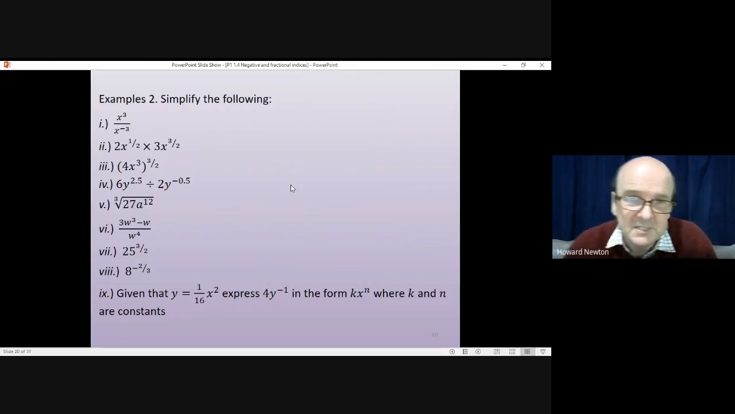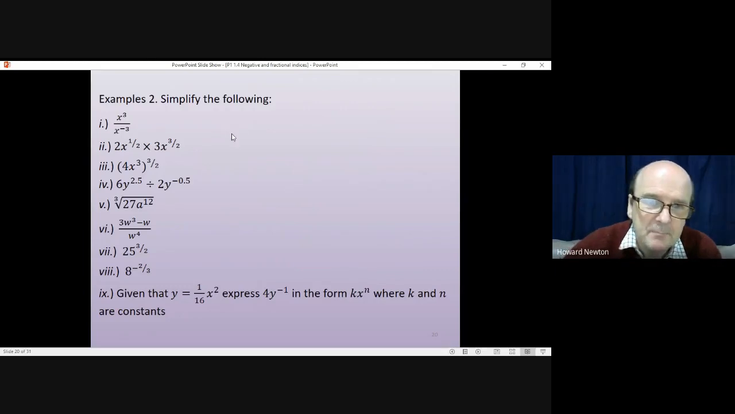Have a go at doing these yourself. Simplify each of them. You're not finding any answers, you are just tidying things up. That's what simplify means, really. Write the answer in the neatest way you can. Pause the video, come back to me once you've had a go. Okay, we'll go through these together.